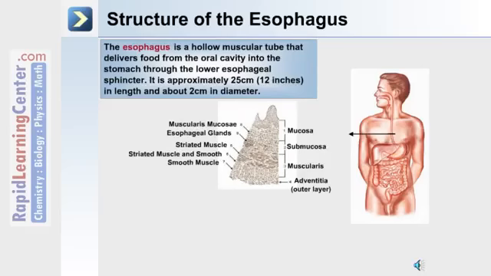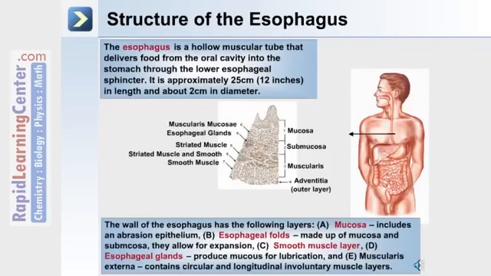Here's the histology of the esophagus: the mucosa, submucosa, and muscularis. Also, there's the adventitia, or the outer layer. Within the mucosa is the muscularis mucosa. Within the submucosa are the esophageal glands. Striated muscle and smooth muscle are within the muscularis layer.